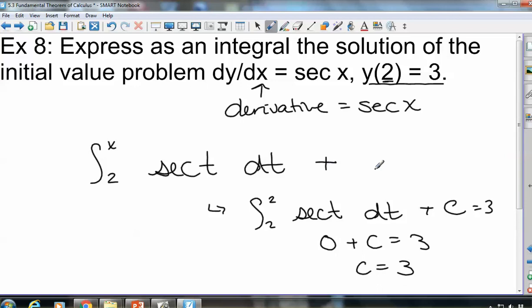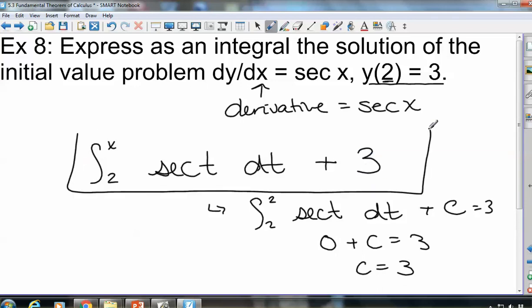So the actual solution to my initial value problem here is this. We were doing initial value problems, there's even one on your test, where you had to do the antiderivative and actually find your c value. That's what we're doing here. This is the derivative. When you do the antiderivative, you can have a plus c on the end. We found our c value by using this point.